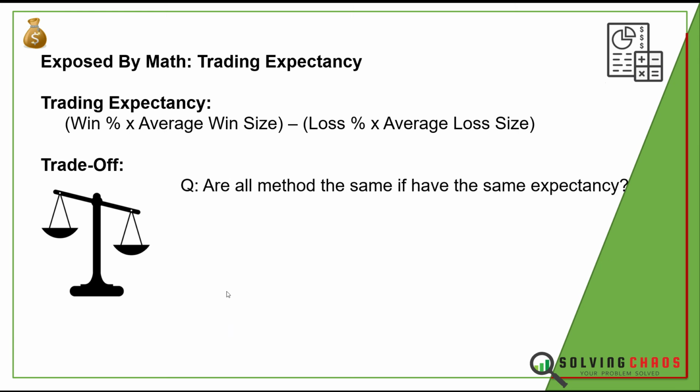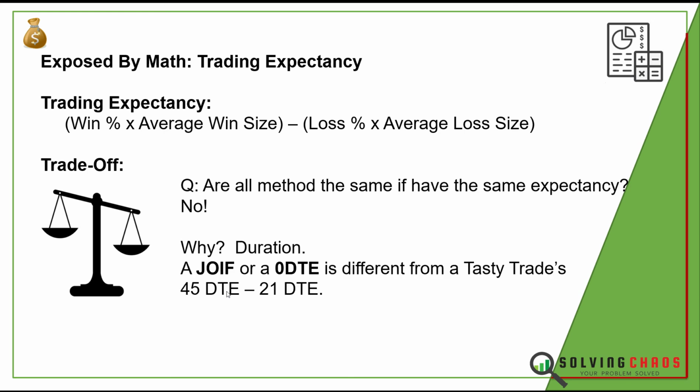Are all methods the same if they have the same expectancy? And obviously the answer is no. And there are many reasons why, right? There's different duration strategies, whether you're using a Jim Olsen Ironfly or zero DTE strategy. That's different from a typical 45-day to a 21-day where you close it for 50% profit, right? Duration matters. I mean, your strategy matters. How you manage the risk is different.